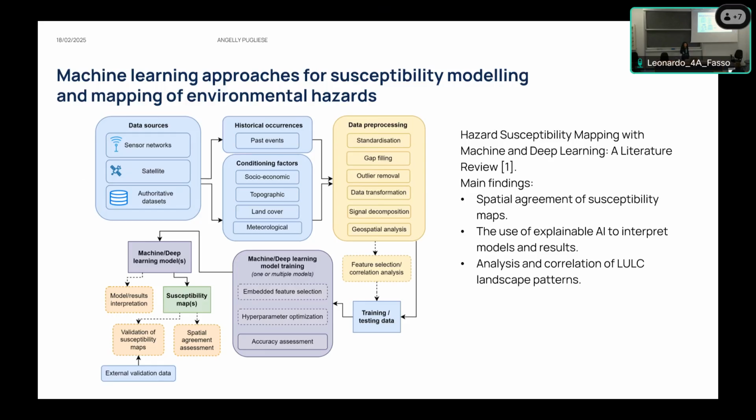Afterwards, there's a data pre-processing step that has to happen in any research, basically. In this case, as we are working mainly with spatial data, we have to put it into the same spatial resolution, fill gaps, remove outliers, and so on. Afterwards, depending on the number of conditioning factors that we have, we may carry out a feature selection to remove highly correlated variables that will introduce too much variability to our model. And afterwards, we can go to the machine and deep learning approaches.